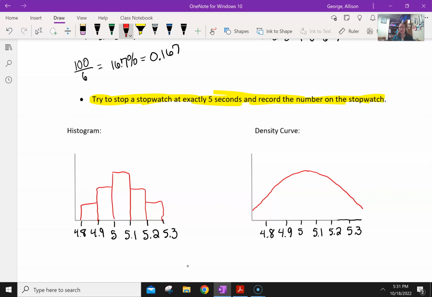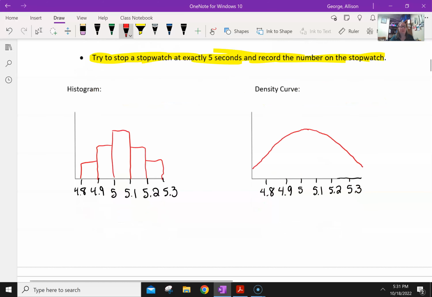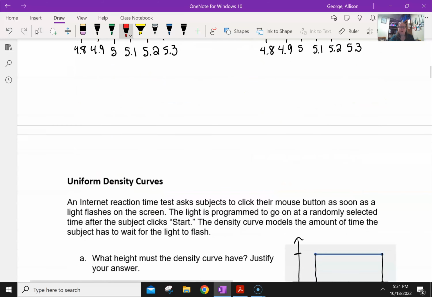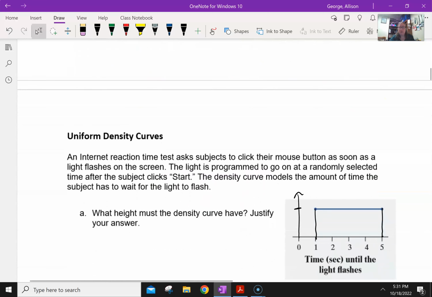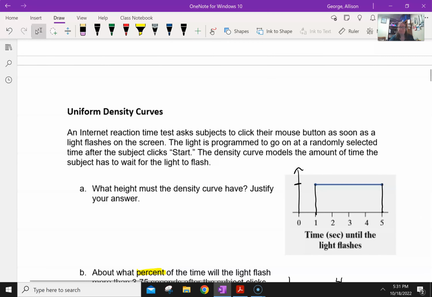Again, I'm not ever going to ask you to go from a relative frequency histogram to a density curve. It will already be given to you as a density curve. I just wanted you to know where it came from. Okay, so that's what this intro part was. So then on the next page, we're going to look at some calculations for just uniform density curves.